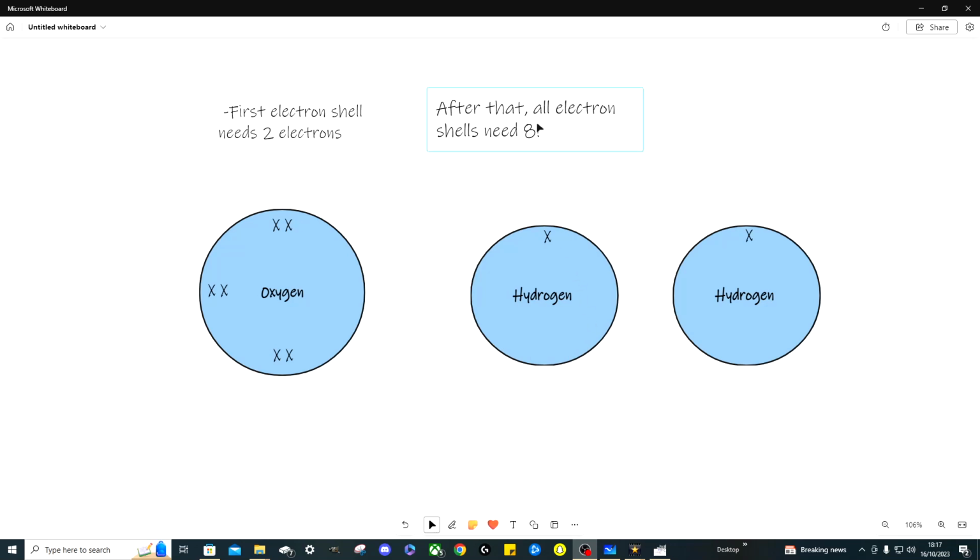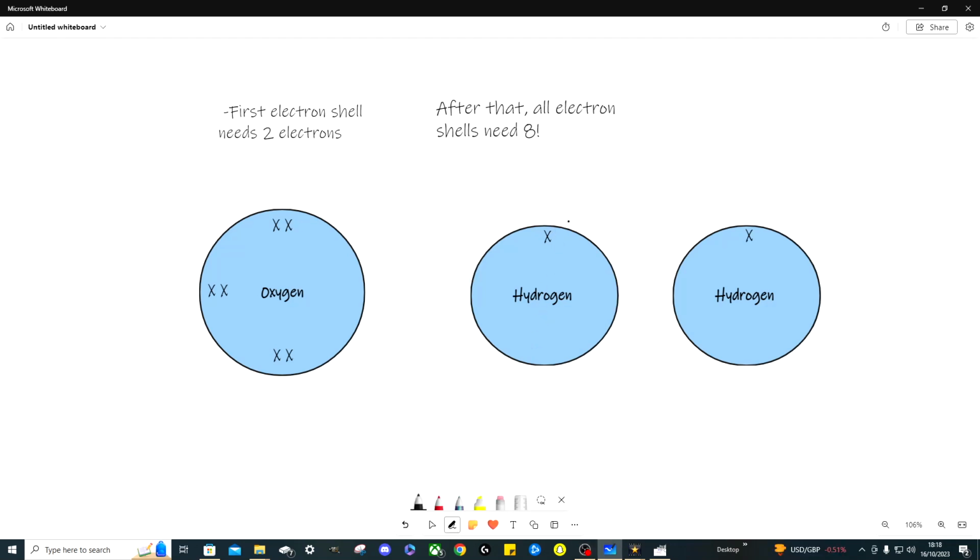After that, all electron shells need 8, as will be seen in oxygen when we complete its electron shell. So let's jump straight into this process. As I've already said, covalent bonding is the sharing of electrons, as opposed to ionic bonding, where a non-metal gifts an electron to a metal.